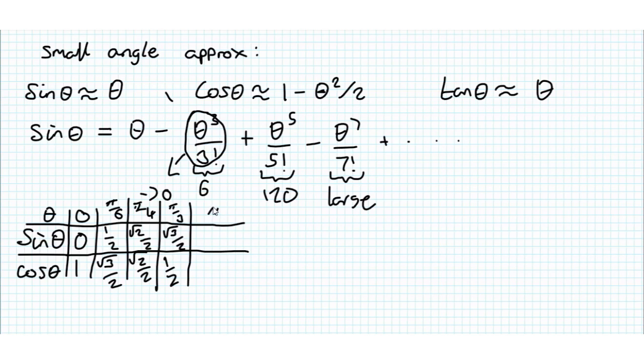And then finally, pi over 2. This is 90 degrees, so 1, 0, and pi, 0, minus 1. So those are nice to remember, but that's all we're really going to cover in this video.